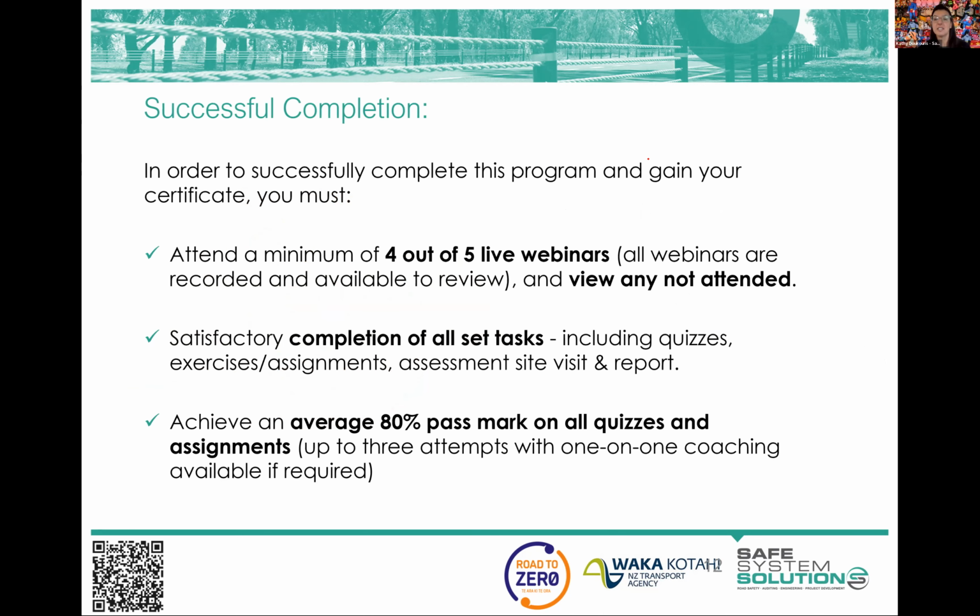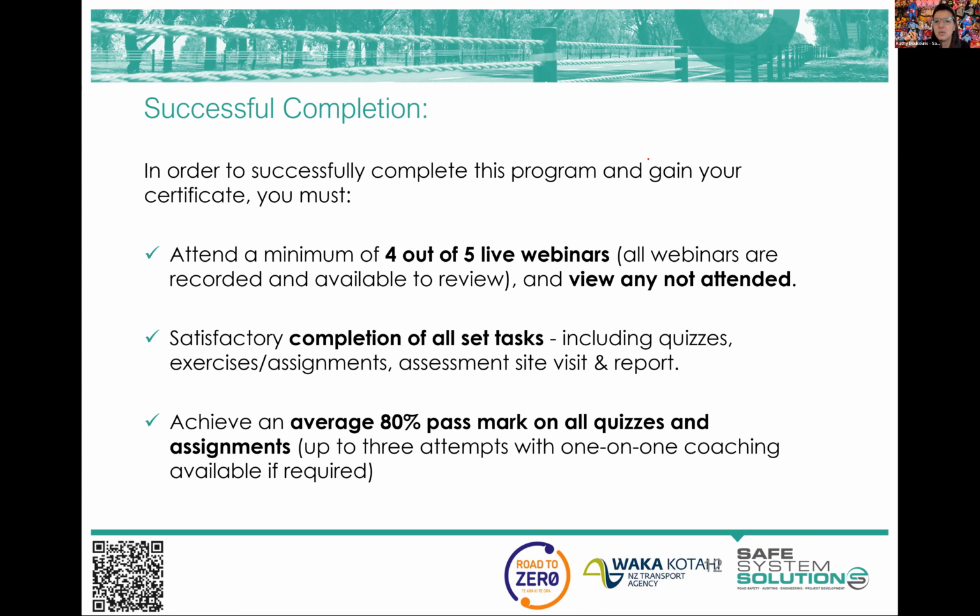It certainly does. So you do actually need to attend. So we ask that you come to a minimum of 4 out of the 5 live webinars because, again, of that interaction side of things. You complete all set tasks. So there's a quiz after every session, and there are 2 assignments. There's your one major assignment where we ask you to go out and do a site visit and write up a report. And that's towards the tail end of the course, and we'll build you up to that.